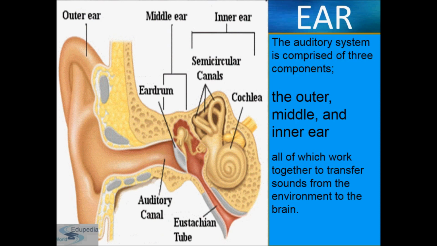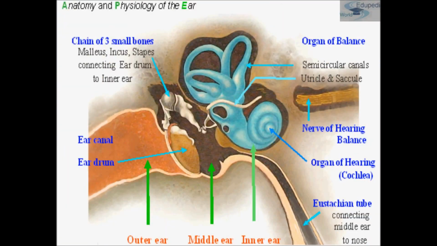Now, what is the function of the external ear, that is this outer ear? The pinna collects sound waves, and the external auditory canal directs them to the tympanum. What is tympanum? Tympanum is your eardrum. So your external auditory canal, this is your ear canal, directs the sound which is collected by the pinna to the tympanum or eardrum.